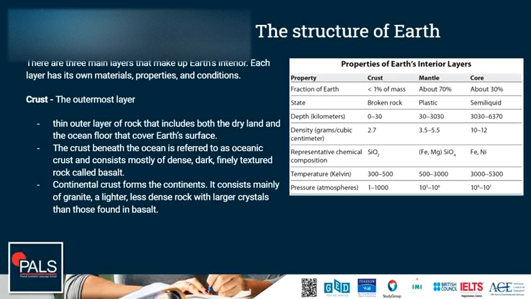It consists mainly of granite, a lighter, less dense rock with larger crystals than those found in basalt. This makes sense since substances with higher density sink below substances with lower density. So the lowest density rock forms the land masses, whereas the higher dense rocks form the oceanic crust.